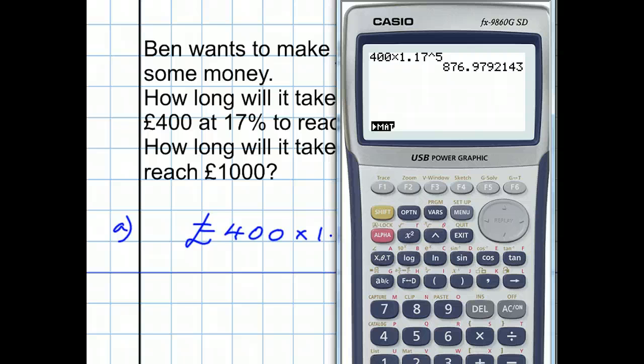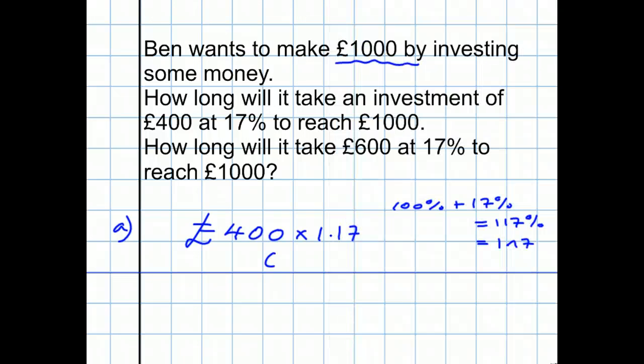Instead of 5 years, let's try 7. So we do 400 times 1.17 to the power 7. There it is, it exceeded it. Now, would 6 years have been enough? Let's just try 6 years. £400 times 1.17 to the power 6. And it was just over. So the answer is 6 years, in which case he'd get over £1,000. Was it 1,026? What about if he invested more?